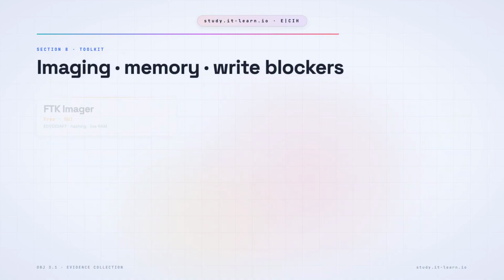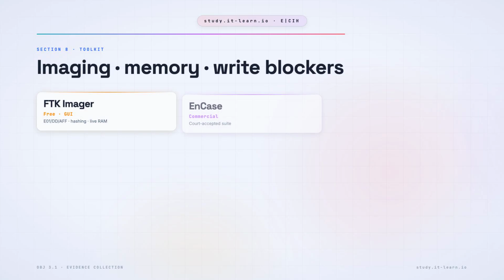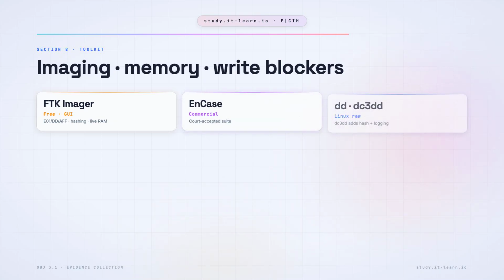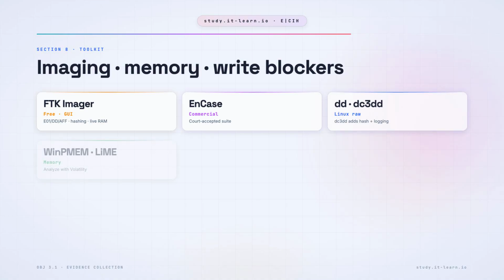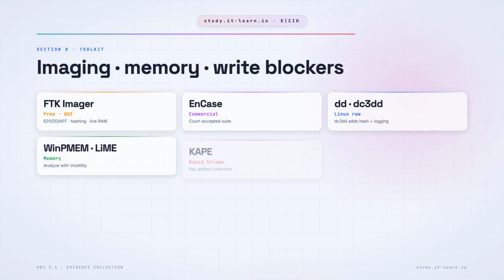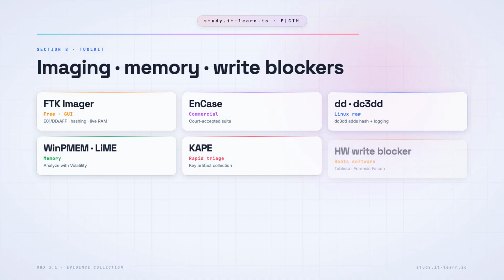Your toolkit for imaging. FTK Imager is free, GUI based, creates E01, DD or AFF with built-in hashing and even live memory capture. EnCase is the commercial court-accepted suite. On Linux, dd for raw images, dc3dd for the hashing and logging enhanced version, and Guymager for a fast GUI. For memory, WinPmem and MagnetRAM capture on Windows, LiME on Linux, and Volatility for analysis. KAPE does rapid triage collection of key artifacts.